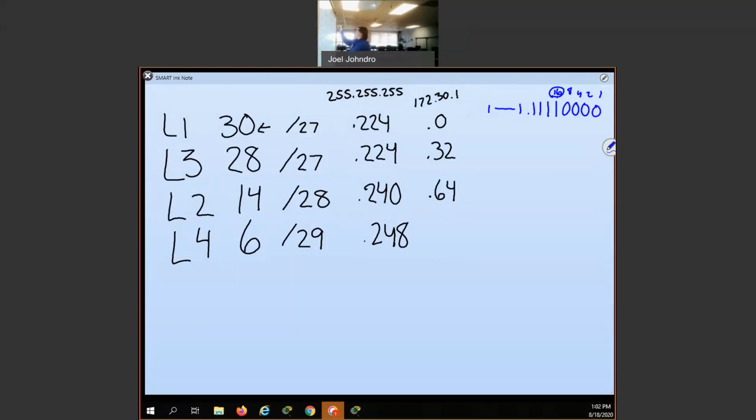You can also get this answer by taking the zeros, which are your host bits. You take 2 to the fourth power, because there's 4 zeros. That gives you 16. Either way you do it, doesn't matter. The 16 is the number you want. So the next network is going to start 16 above .64, at .80.